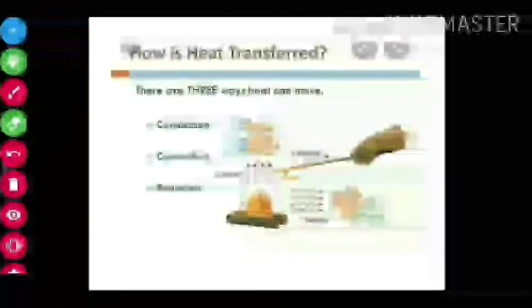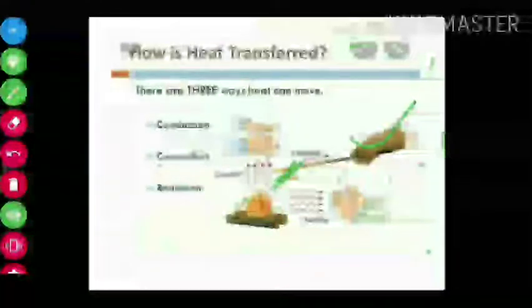Now here in brief it is written, there are three ways heat can move. One is conduction, another is convection, and the third is radiation. Here by touching we are feeling conduction. Here one person is holding the metal, so from one side of the metal heat is transferring to the other side. So here conduction is happening, which means heat is transferring from one end to the other end of the same object.